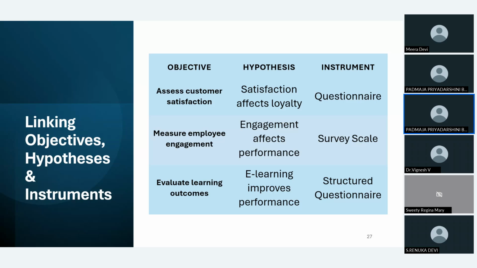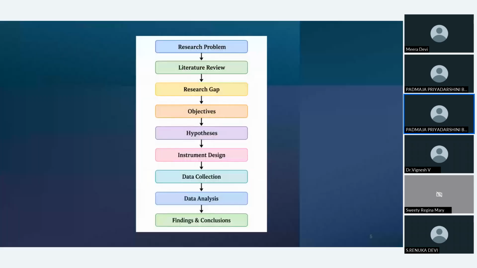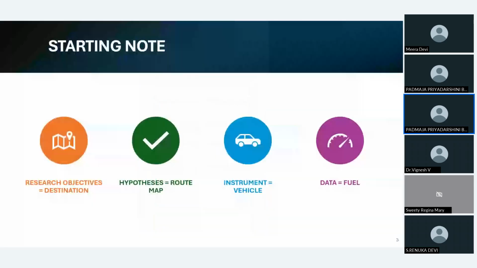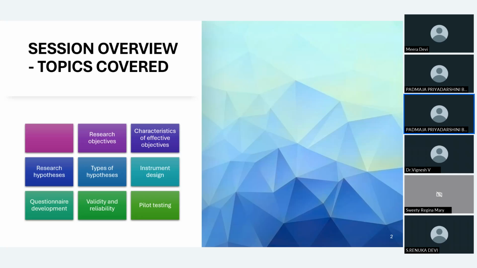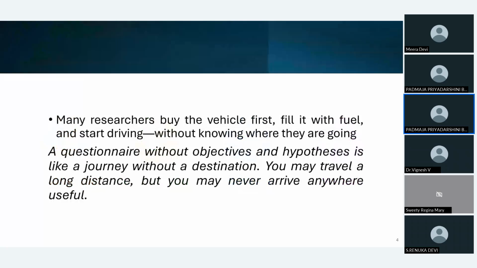So now quickly let me give a revision. Our objective is like a roadmap. It will help us to understand where we stand, what we are going to do, and it will take us to the destination. Our hypothesis is a route map, and it will take us forward. Our instrument is the vehicle, and the data is the fuel. So usually, we have to make the objective, the hypothesis, and then we take the questionnaire forward.